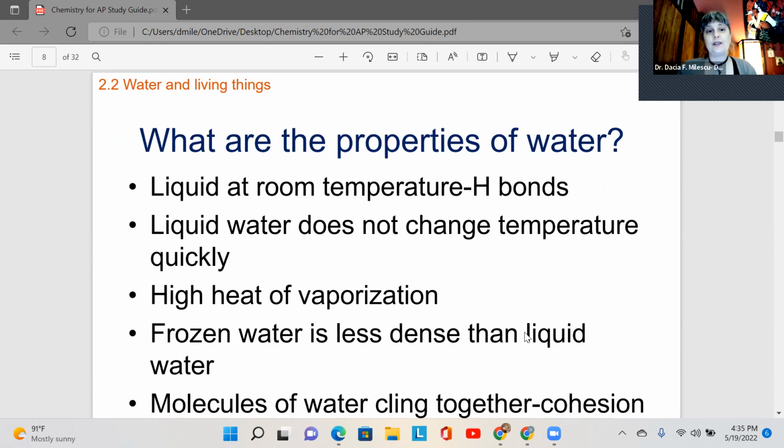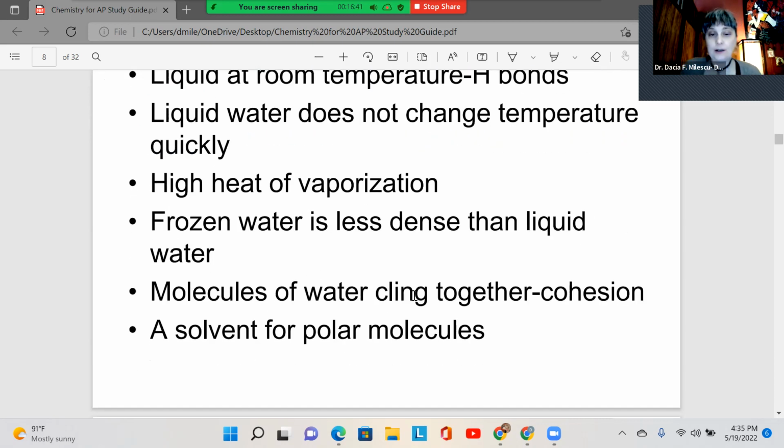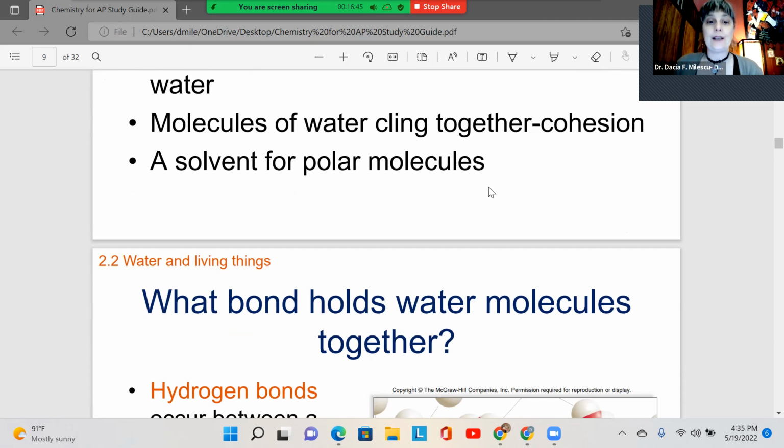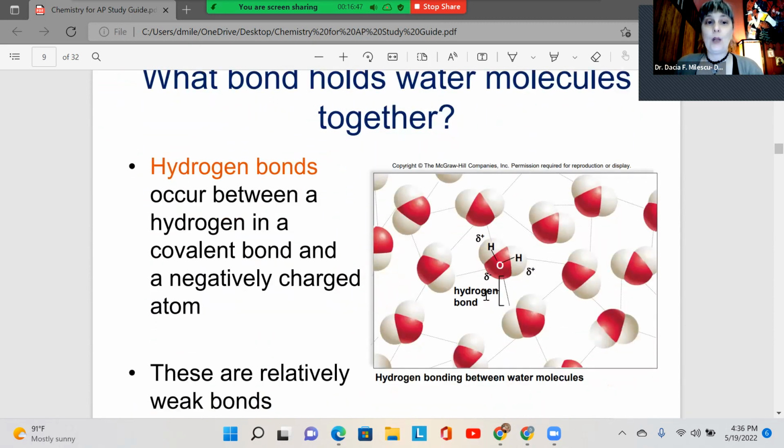Liquid water does not change very quickly. It takes time. You've got to turn the heat up for a while until the heat of vaporization occurs and you start to vaporize the water. Same thing with freezing. It won't freeze very easily, so it takes a while, and the molecules of water cling to each other, cohesion, because of the polarity. So what does that mean, polarity?